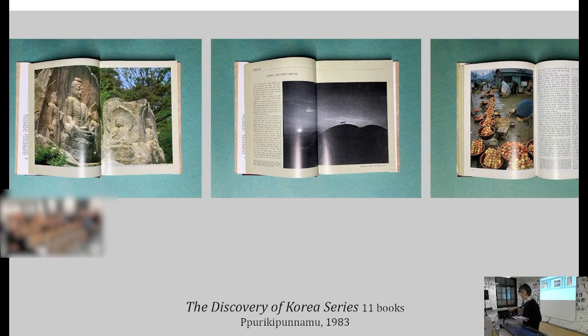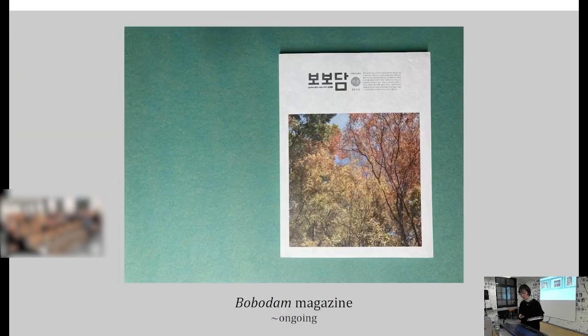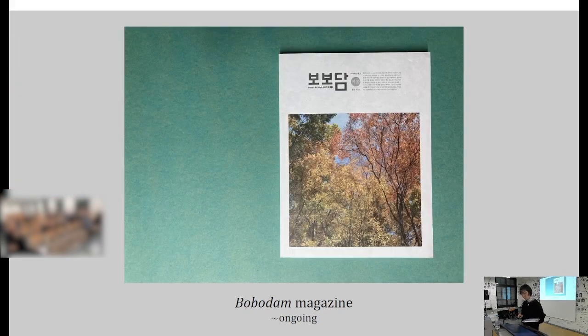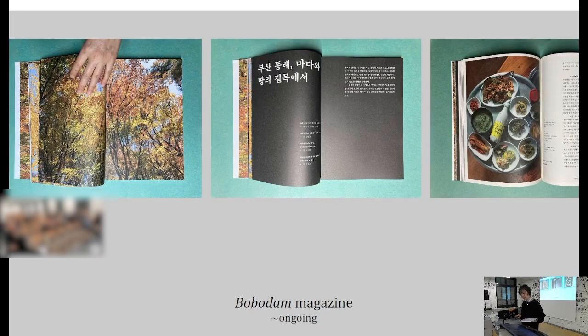And there's not a decent study of this series yet, so maybe another time I can take a look at these books and research them from a designer's point of view. And there's another ongoing magazine which also deals with local issues. Each issue deals with one town or city. And I just brought some spreads from the fall issue, and yeah, lots of photographs and lots of interviews with local artists, local craftsmen, people, and local food and so on.